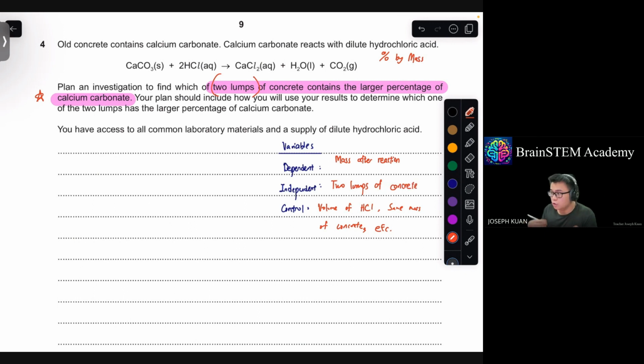So to be fair, you should use the same mass of both concretes. All right, so let's plan our experiment around it. First of all, you can mention that I'm going to use the same mass of concrete, because you want to be fair. Let's say you are using 10 grams each. And then you put them into the same volume of dilute hydrochloric acid. So it's essentially taking test tubes and then putting the acids of the same volume and same concentration, and then you place the concrete in.